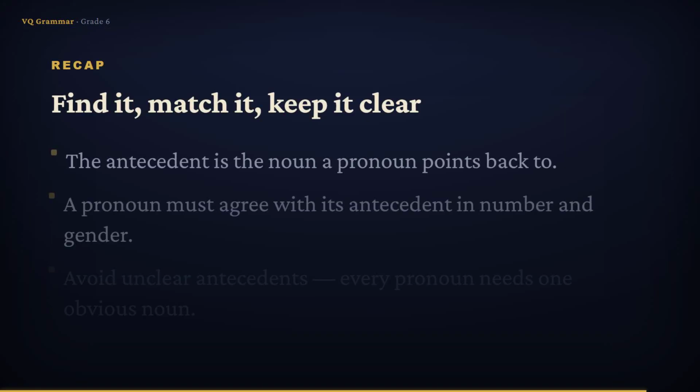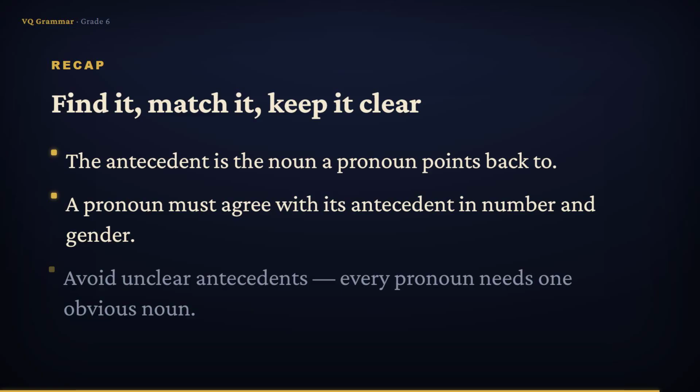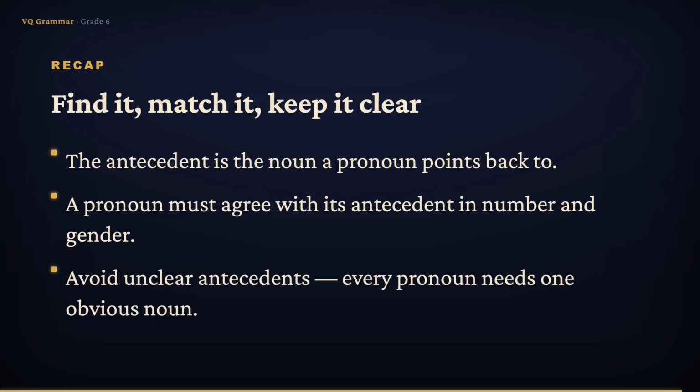Let's wrap up. The antecedent is the noun that a pronoun points back to, and ante means it usually comes first. A pronoun must agree with its antecedent in two ways: in number, singular or plural, and in gender, he, she, or it. And watch out for the trap. If a pronoun could point to more than one noun, rewrite it so the meaning is clear. Find it, match it, keep it clear.